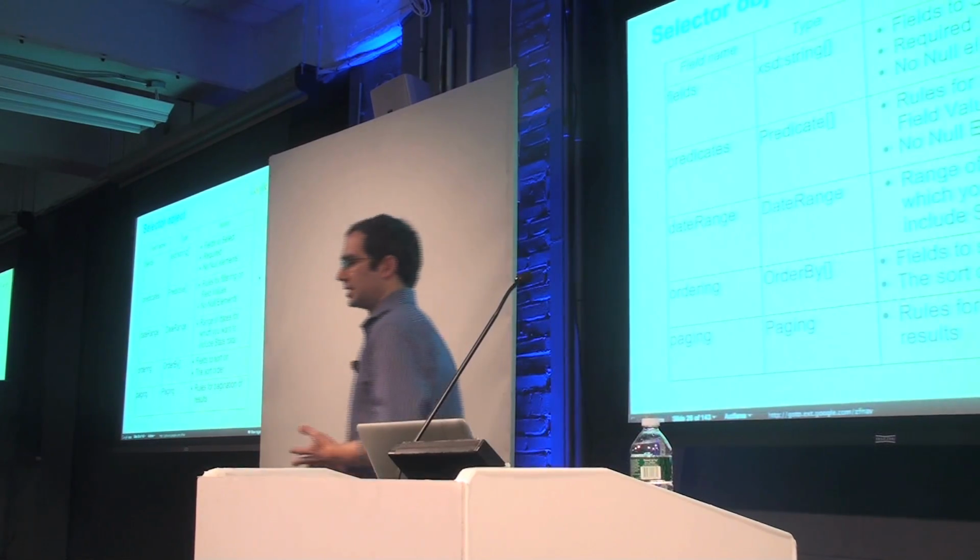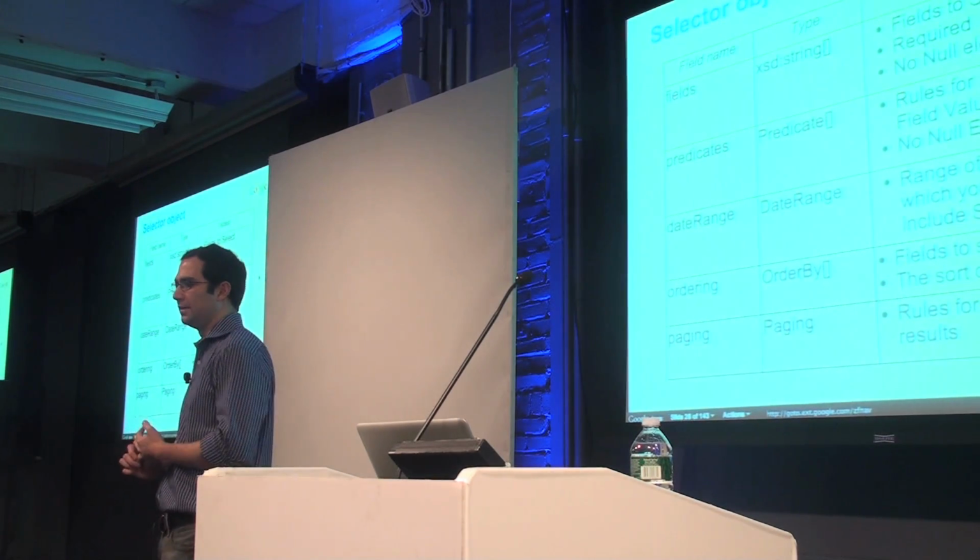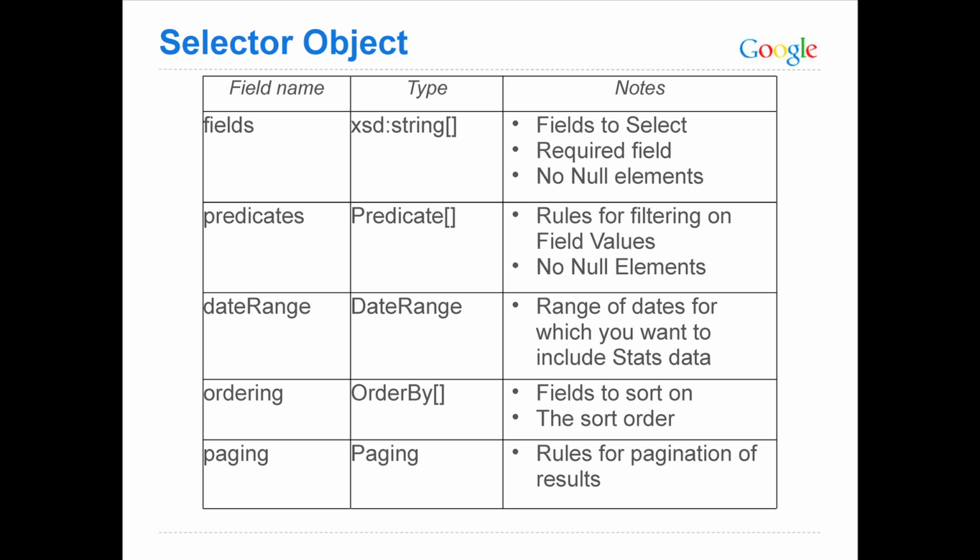So what does the new selector object look like? Well, it has the following 5 fields. The fields field, which is the list of fields that you want to select. This is the one required field here. The predicates, this is what you use for filtering. The date range for stats that you want. The ordering field to sort on, and you can sort on multiple fields, as well as the sort order. So you can do campaign name ascending and then by clicks, for example. And paging, the rules for paginating the results.